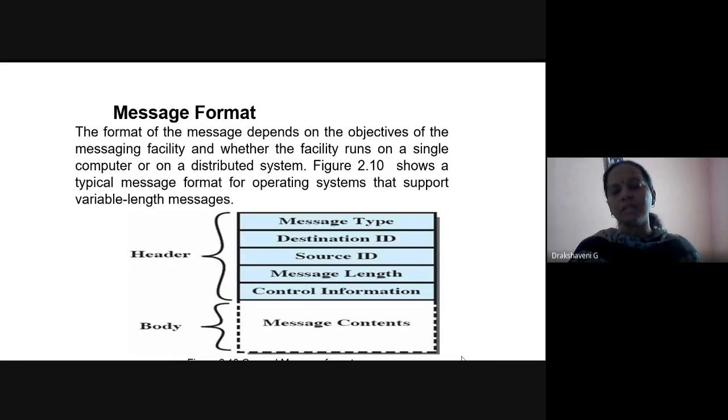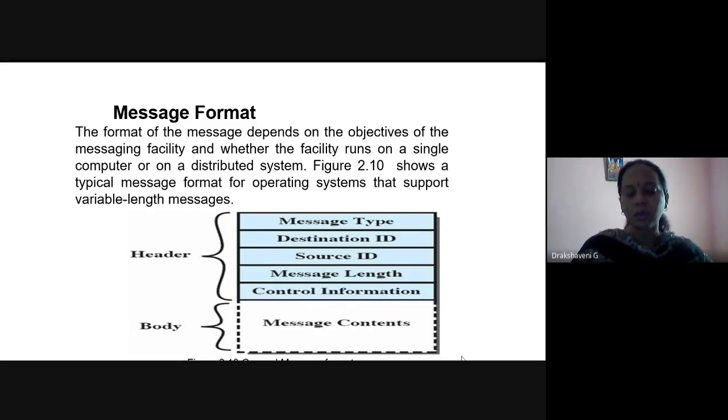Maybe one person will be sending only one word. Another person may be sending a message in one paragraph. Based on that, the length is different. One person may send only one word, another person may send 10 words. That's what variable length message means: the length may be varied. So, the general format of a message.